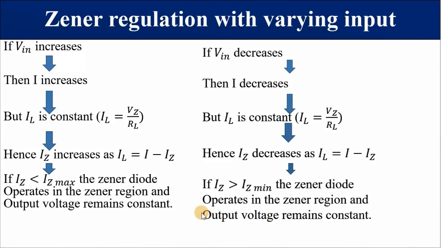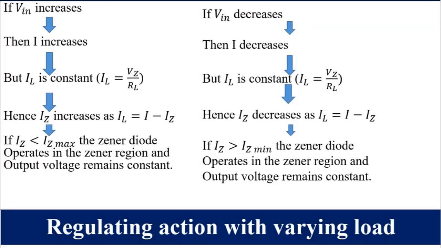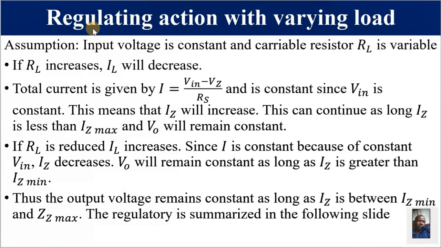As long as you've mastered your circuit theory, otherwise your potential divider rule or your Kirchhoff's current law, there is no problem here. We are now going to maintain the input voltage constant and we are varying the load. So what is the effect? Assumption: input voltage is constant and RL is variable. And we are going to analyze two scenarios. RL is going to increase and RL is going to decrease.